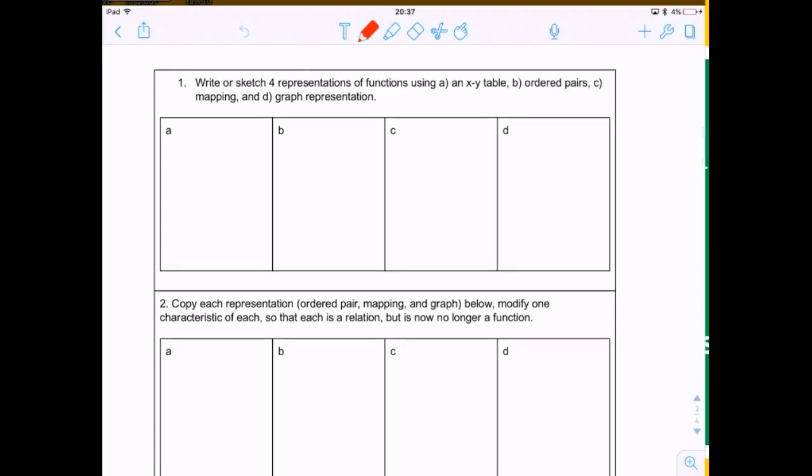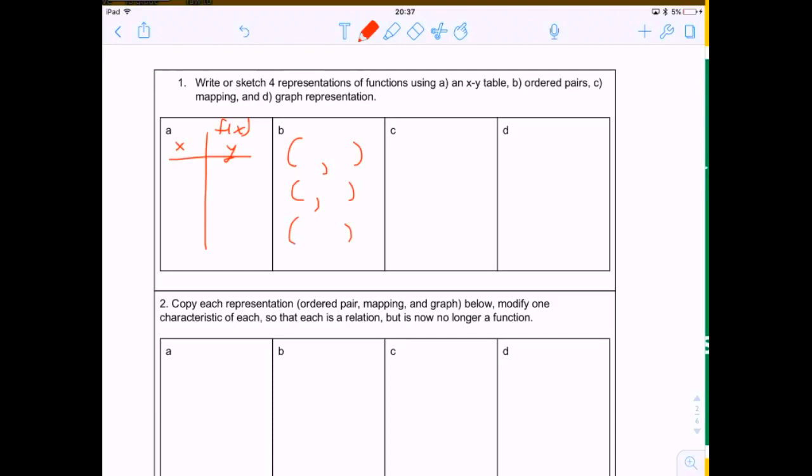An XY table is a 2-column table. It's got X on the left, and on the right it's got f of X, or it's got Y. In the bottom it's got numbers. B, ordered pairs. Ordered pairs are XY pairs of numbers that we've been using since we were very young.